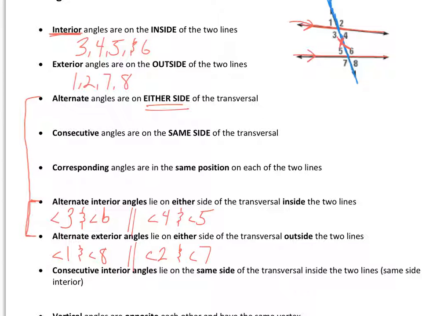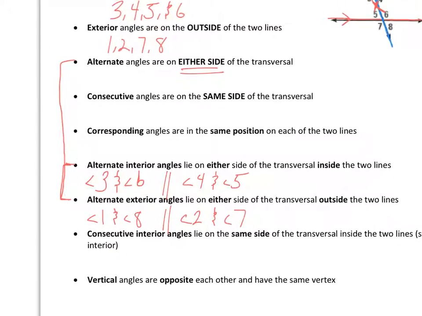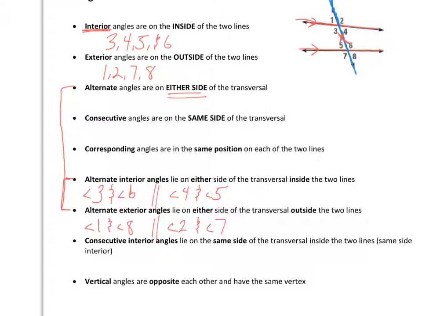We also have these things we call consecutive interior angles. I can't do all of this. We're going to have to shrink this down. There we go. We just had a dilation. Woo! Okay. That's just bad math there, Mr. Fricky.